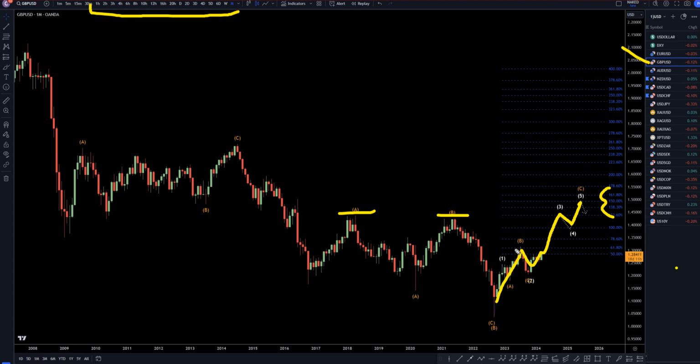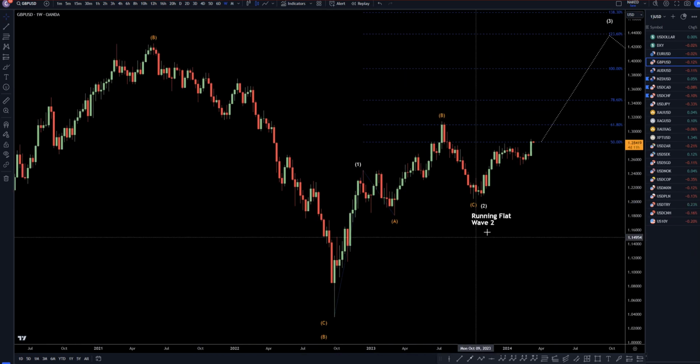And looking at correlated pairs, especially the dollar and the euro, it still looks to me like it could be a wave C, almost like a running wave C or an expanding flat wave C. And after that's complete, it may actually make a bigger move to the downside. But this is the monthly time frame, going to take a very, very long time to play out.